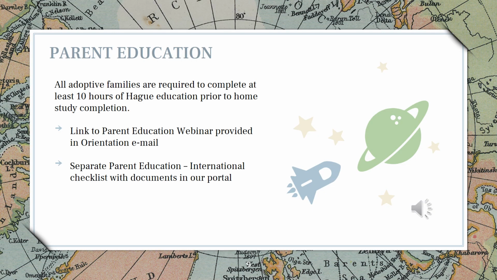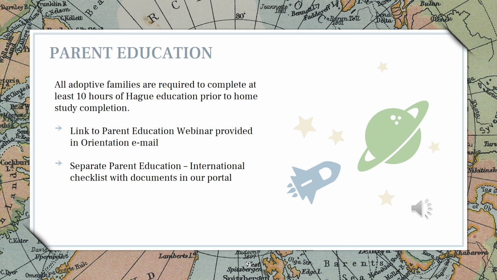When you received the orientation email and opened the portal, you had access to an orientation document checklist as well as a separate checklist for international parent education documents. A link was provided to a webinar explaining Nightlight's parent education requirements.